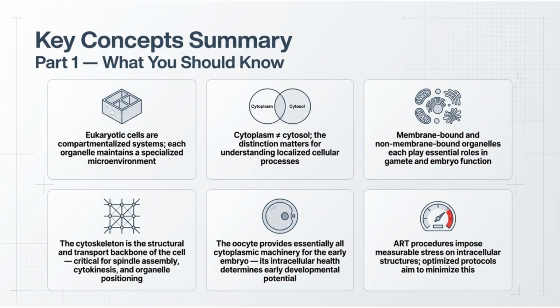First, eukaryotic cells are compartmentalized systems. Each organelle maintains a specialized microenvironment that enables biochemical processes that could not occur in an unpartitioned space. Compartmentalization is not a structural luxury. It is the fundamental organizing principle that makes complex cellular life possible.